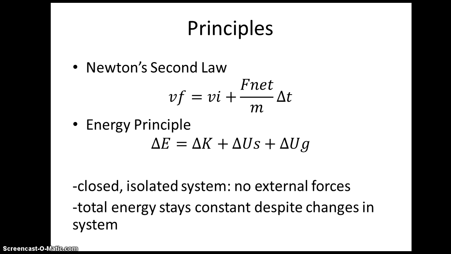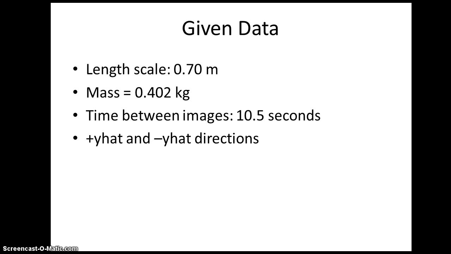The given data is from the Coursera video, which includes the length scale, which is 0.7 meters, the mass of the object, which is 0.402 kilograms, and the time between the images, which is 10.5 seconds. Also, the y directions are shown in the positive and negative directions.